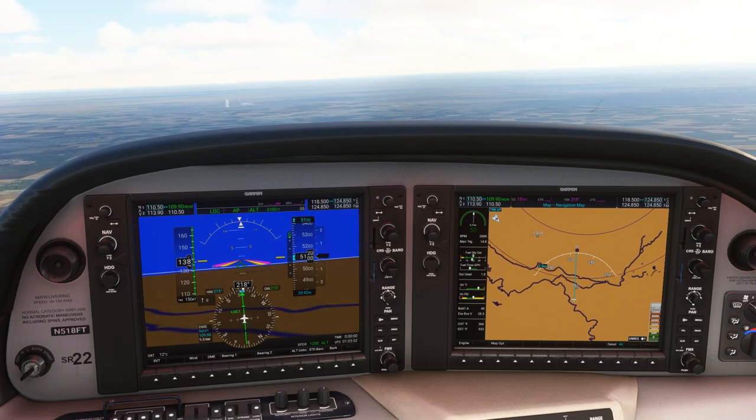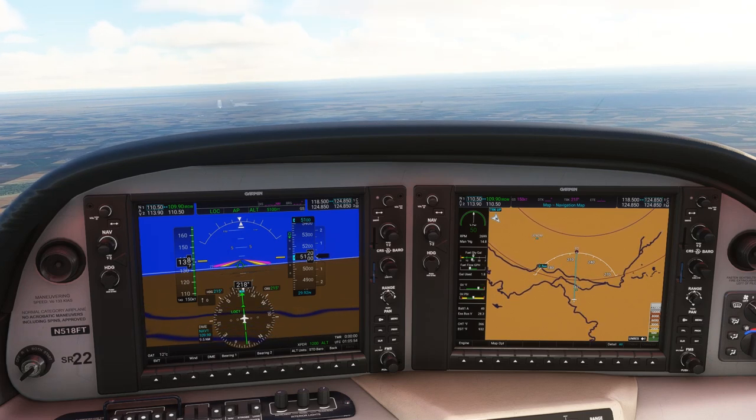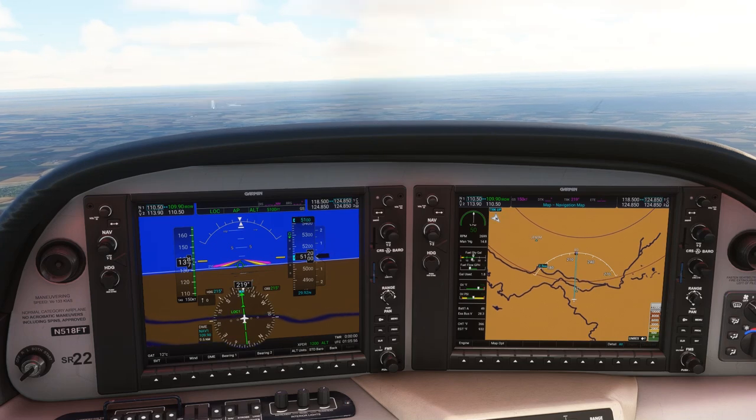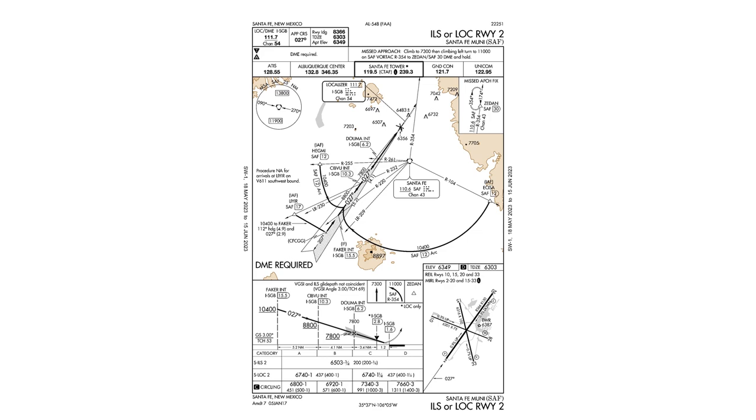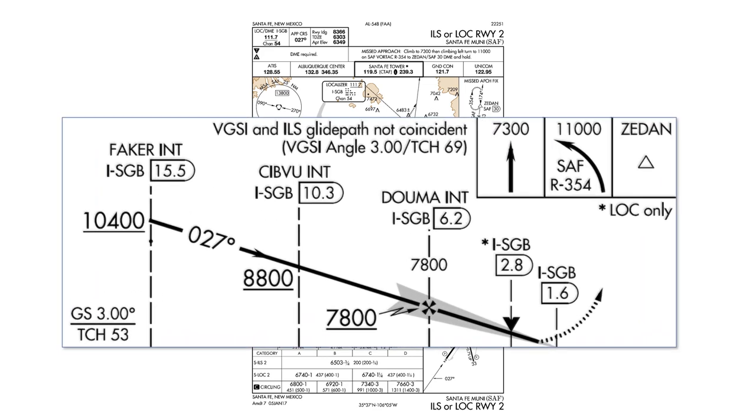Let's say you're getting ready to shoot the ILS into runway 2 at Santa Fe. Or better yet, you're being asked about it on your IFR checkride. The examiner asks, what's the final approach fix for the ILS? We got a couple candidates.